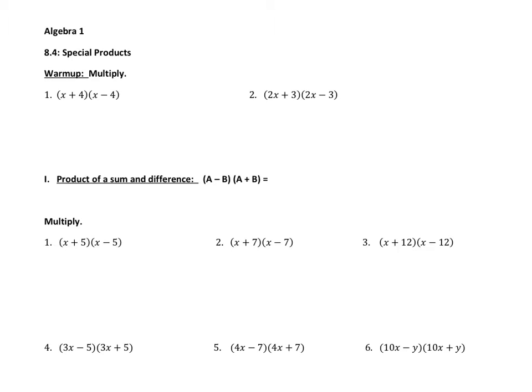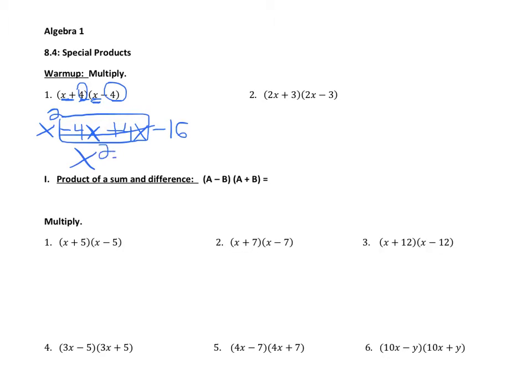Let's see here. If I do the FOIL method, if I multiply this x with this x, we get x squared. The outer terms are this x and this negative 4, so that gives us negative 4x. Then the inner terms are this 4 with this x, so it's positive 4x. And then we multiply the last terms, this 4 and this negative 4. 4 times negative 4 is negative 16. Now what winds up happening that we haven't seen before: the two middle terms, these are like terms, negative 4x plus 4x, well that cancels out, that's 0, that goes away. So we just end up with two terms, x squared minus 16.